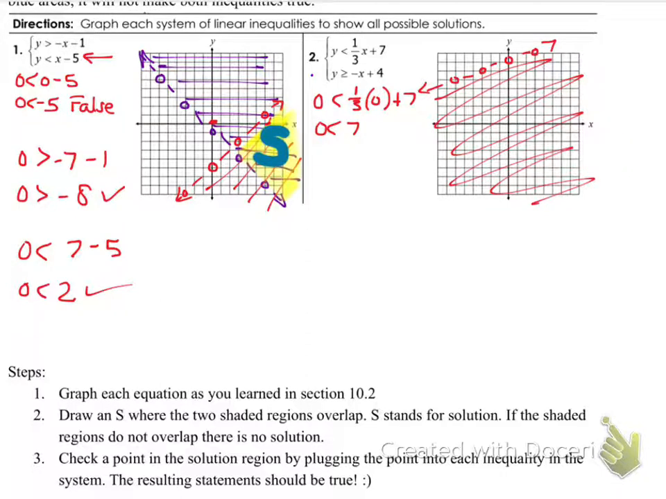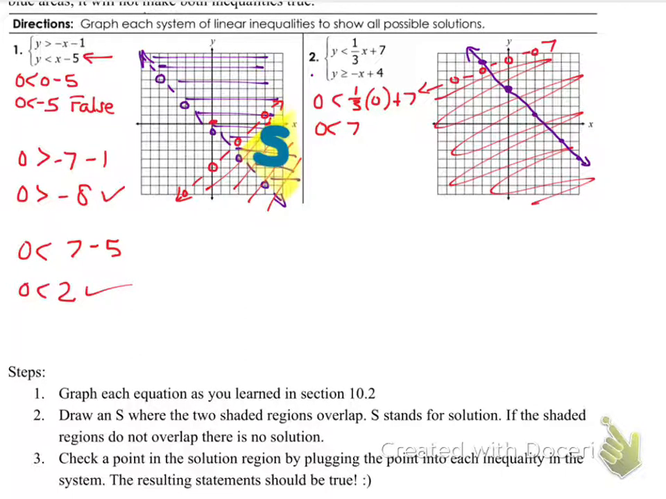For my next one, I'm seeing or equal to, so that means I get to fill in my dots. I keep saying the wrong word. What the heck? Okay, it's all good. It's not like you haven't heard me mess up every single word in a sentence before.